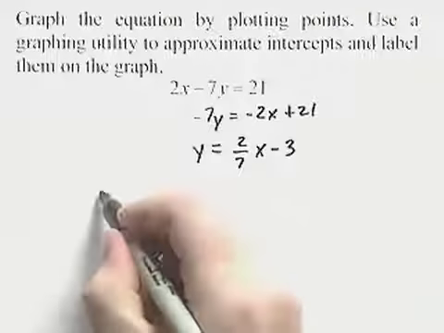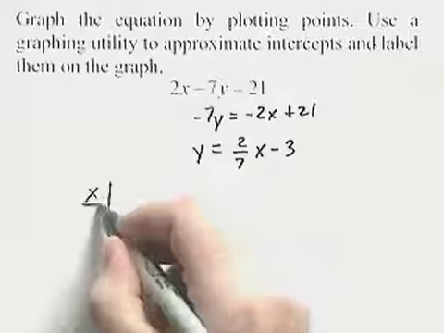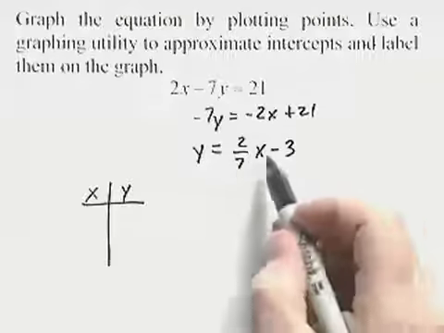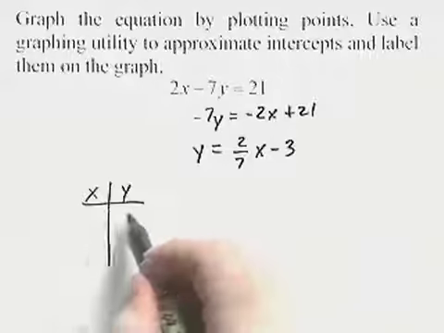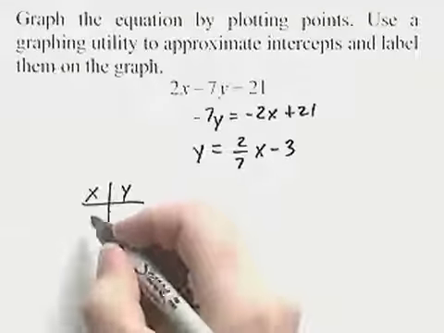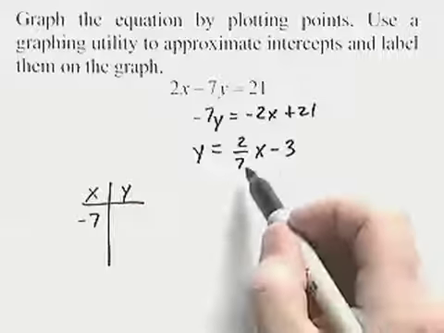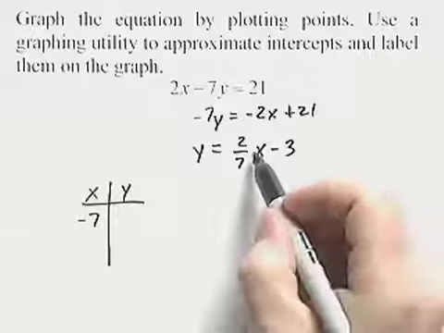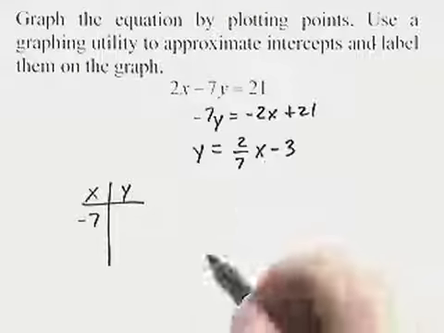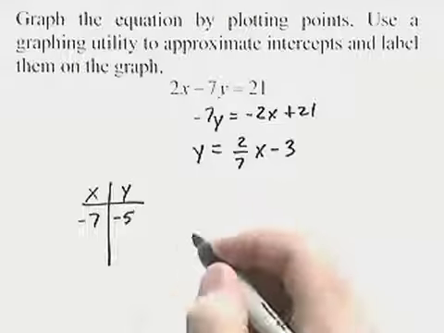Just need a couple of points here. So we're just going to pick a couple of values for x and evaluate this for y. Each ordered pair then, x, y, gives us a point on our graph. We'll go ahead and let x equal negative 7. If x is equal to negative 7, we'll get 2/7 times negative 7, which is negative 2. Negative 2 minus 3 is negative 5.